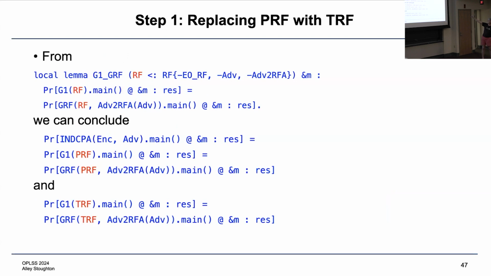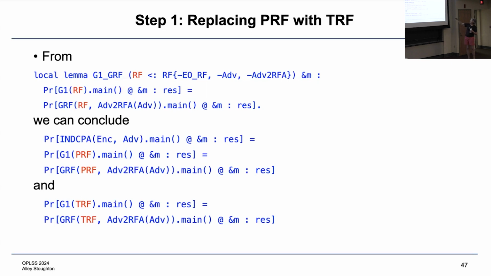Again, this thing is doing just what G1 of RF is doing, except for the random function initialization, which is happening in the random function game. So we already were able to go from here to here, but this lets us do, for RF being PRF or TRF, go from here to here. So we've gone from here all the way to there. We can go from here to there, plugging in TRF instead.